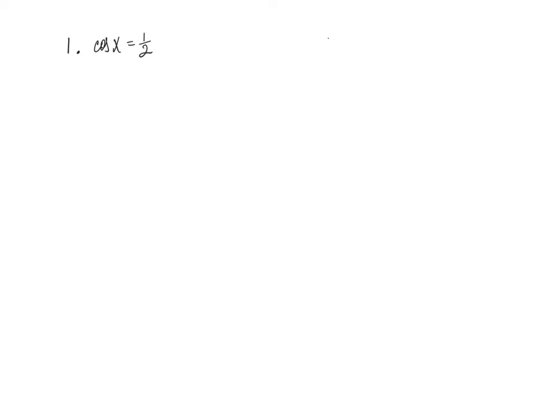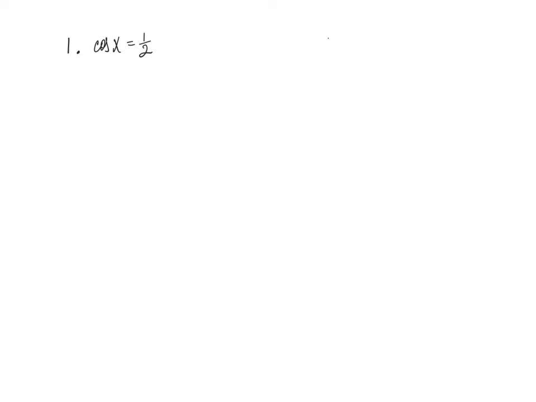This is actually a culmination. It uses a lot of ideas you've learned so far. We will use graphs, we will use special values, we will definitely use our understanding of a unit circle. And we will start with very simple ones. So let's go. Cosine x equals 1/2.